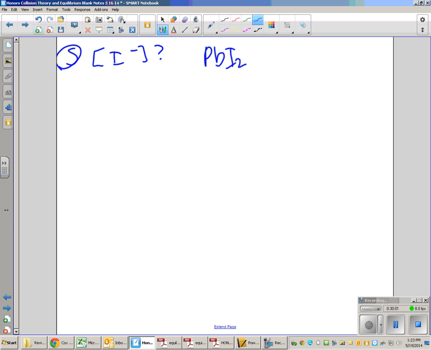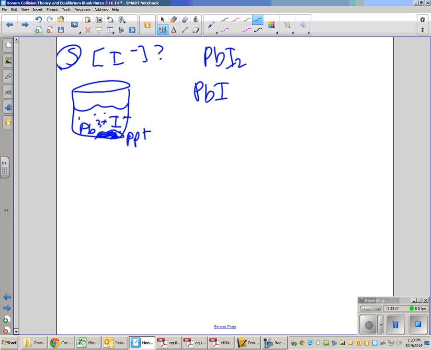So whenever you have an example like this that says saturated, you're going to set up an equilibrium. Because truly this is a beaker filled with solution, and there's lead 2 plus floating, and there's iodide floating, and all these particles floating. But you can have a glob at the bottom, which represents our precipitate. So there's an equilibrium between what's dissolved and what's not dissolved.